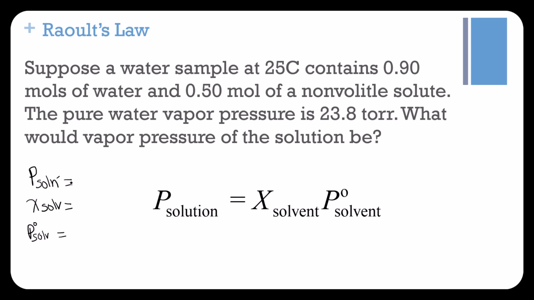So let's read back through here. Suppose we have a sample at 25 degrees Celsius. That's just kind of telling us we're at like standard temperature. It contains 0.9 moles of water, 0.5 moles of a non-volatile solute. So again, that word non-volatile is just telling us it's not going to vaporize, but that's the solute that we add. So let's go ahead and use that information to determine the mole fraction. So remember, this is moles of solvent, and this is total number of moles.